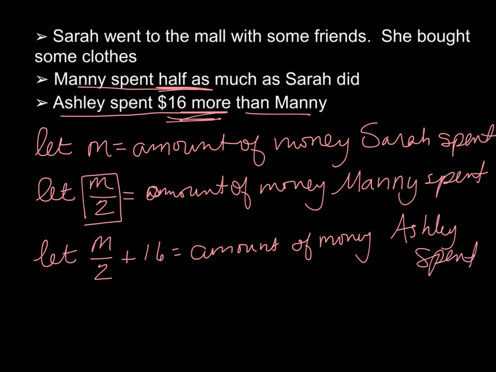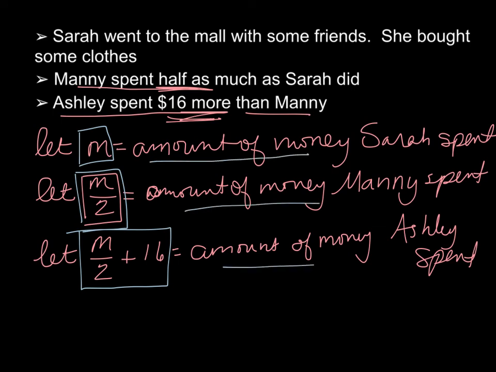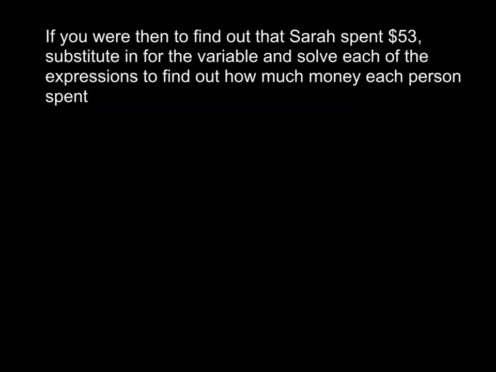And we now have our 3 expressions. M is an expression, M divided by 2, and then M divided by 2 plus 16. Each of those are the 3 expressions that were required in the initial directions, and we wrote those using let statements. A let statement, again, describes what each of those expressions means. Very important for when we're referencing back. So the next thing we are told is that Sarah spent $53.